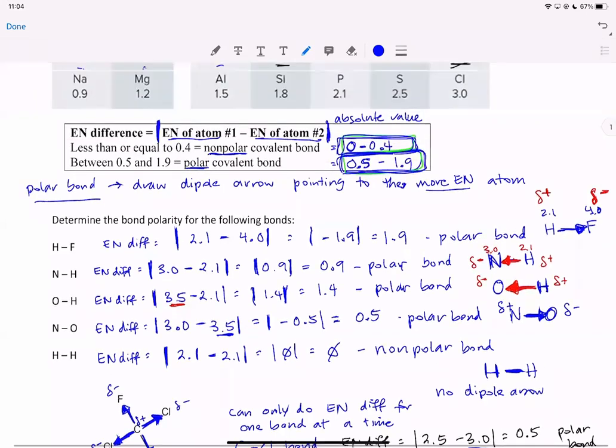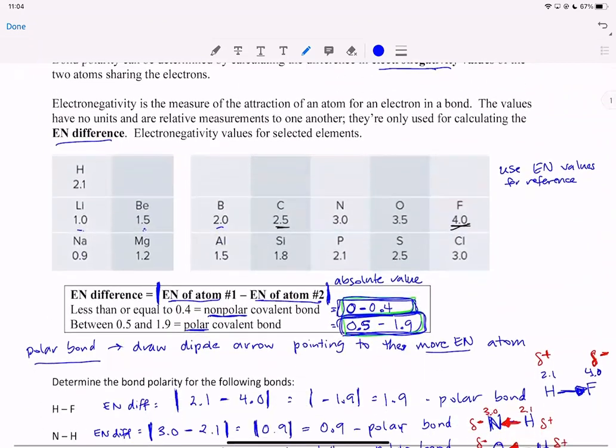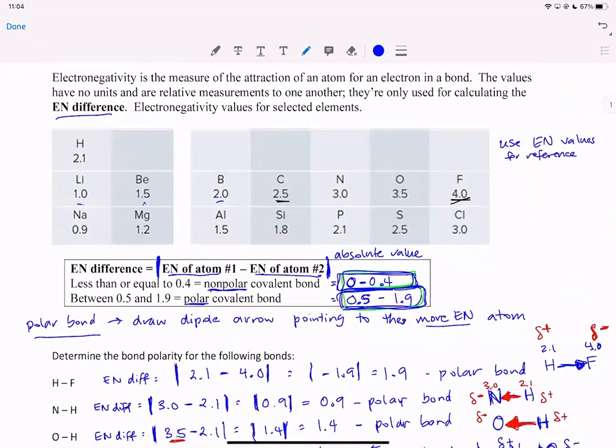But first, you've got to understand bond polarity is just a simple calculation between the two atoms in a bond, by looking up their electronegativity difference, and then using these ranges, the nonpolar bond range or the polar bond range. Okay, got that?